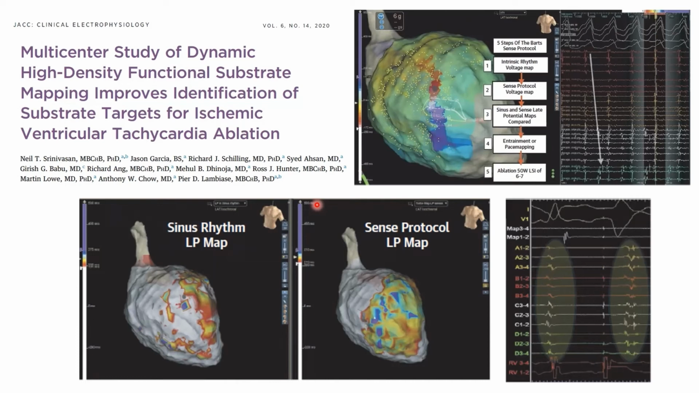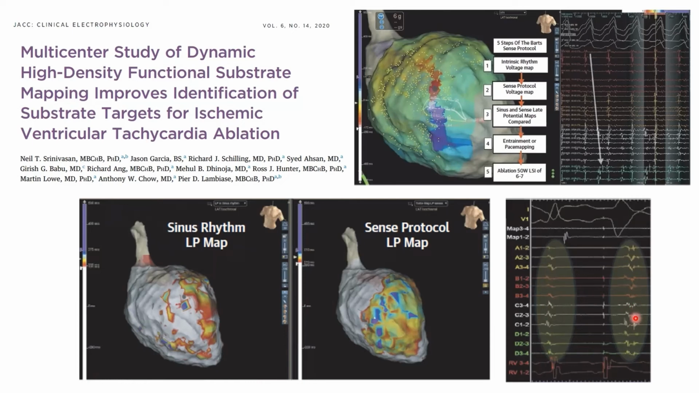And you can see here on the bottom left, the sinus rhythm late potential map showing this small area. And with the sense pacing protocol, you see a much larger area that has been defined. And in the electrograms, you can see that there are fractionated components within the QRS, and with the sensed extra, these fractionated components decrement out.